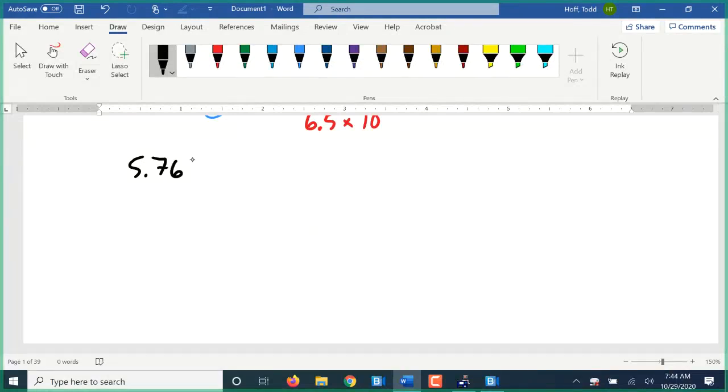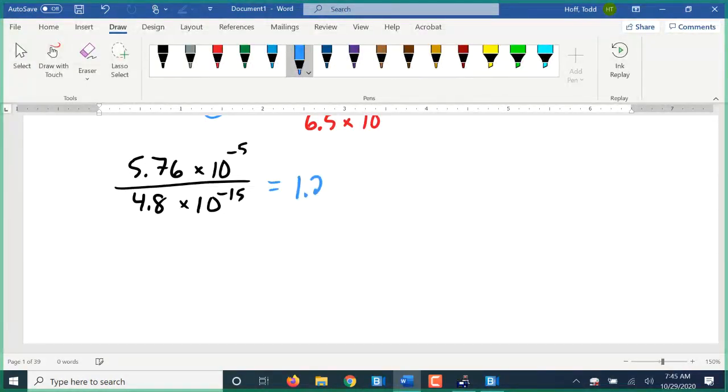We might have 5.76 times 10 to the negative 5th divided by 4.8 times 10 to the negative 15th. 5.76 divided by 4.8 is 1.2 times 10 to the negative 5th divided by 10 to the negative 15th. I'm subtracting powers. Negative 5 minus a negative 15 is negative 5 plus a positive 15. That's 1.2 times 10 to the 10th.